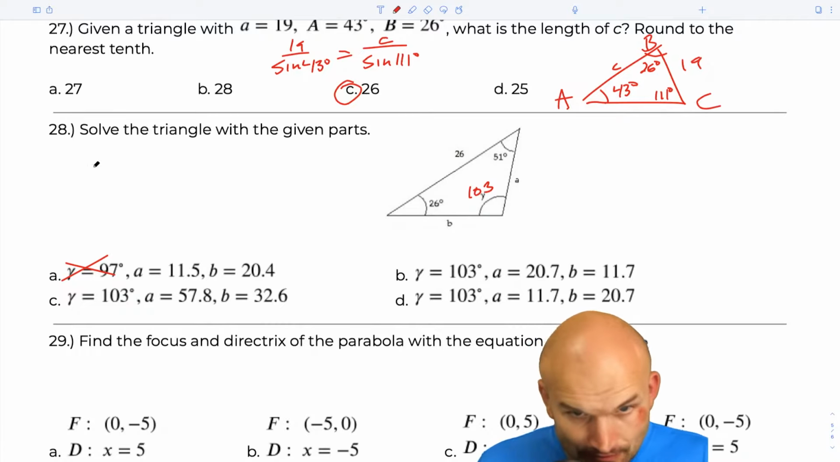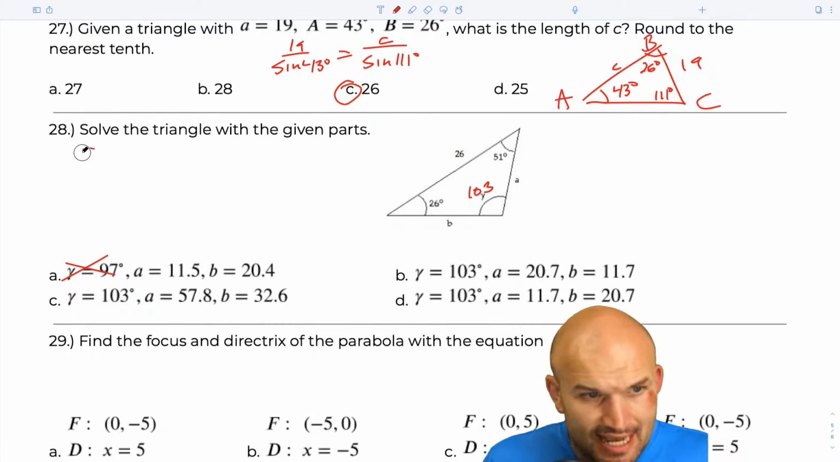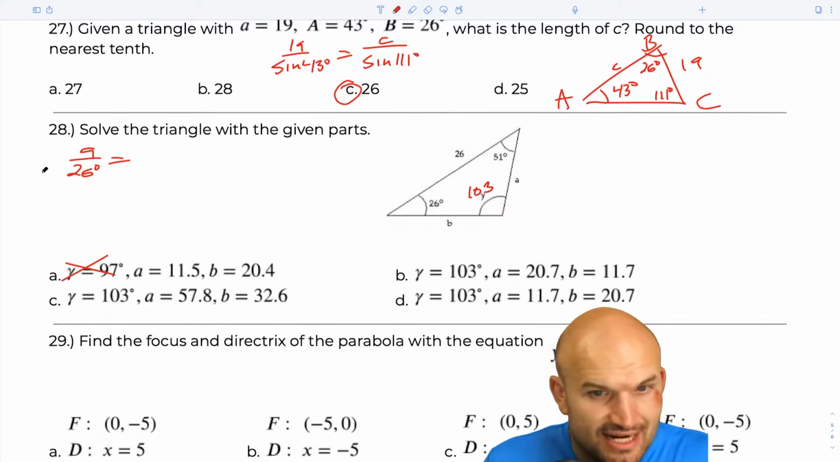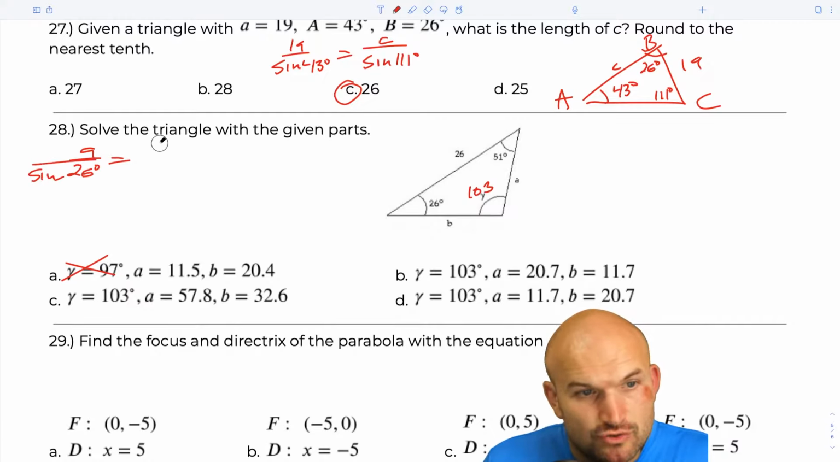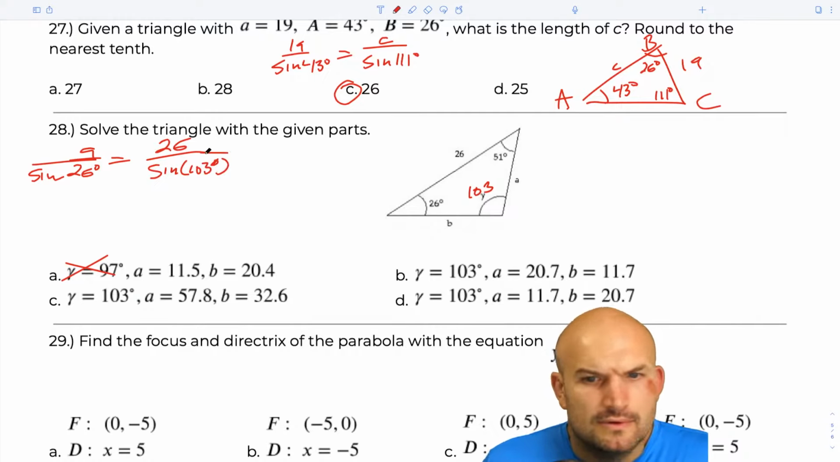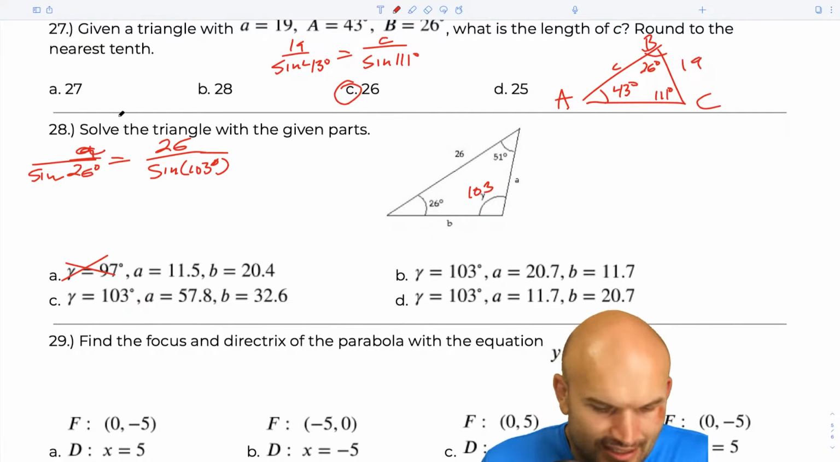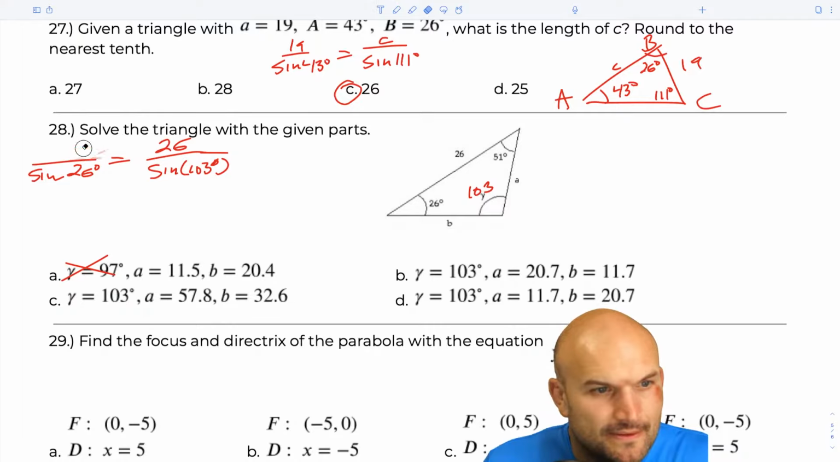All right, so I can say sine of A over the sine of 26 degrees is equal to... sorry, that's the sine of 26 degrees. That's going to equal 26 over the sine of 103 degrees. What am I looking for? I'm looking for A. Oh, that looked like a 9. I was like, what am I doing? I'm starting to slow down, guys.